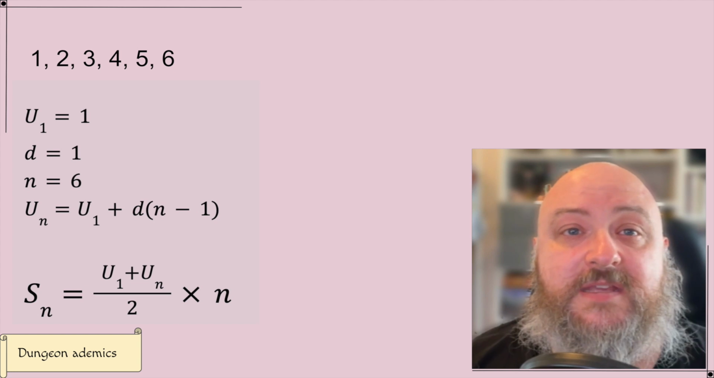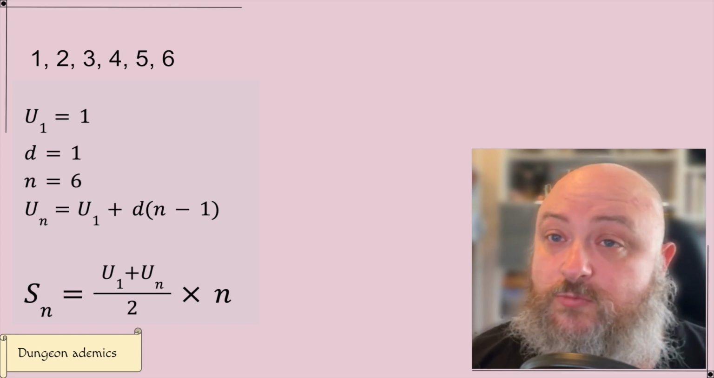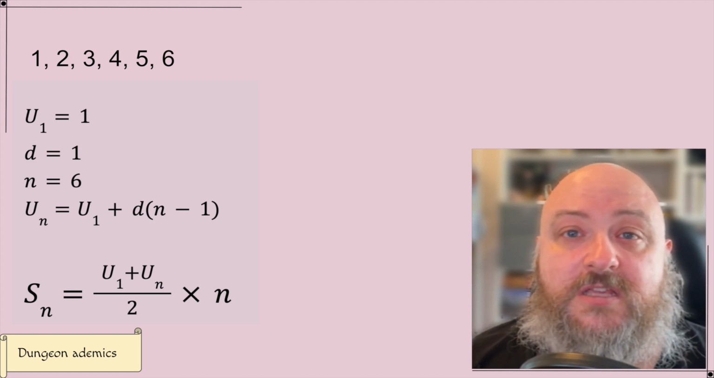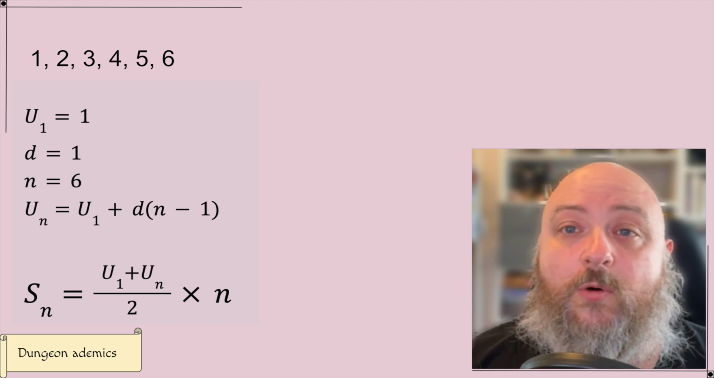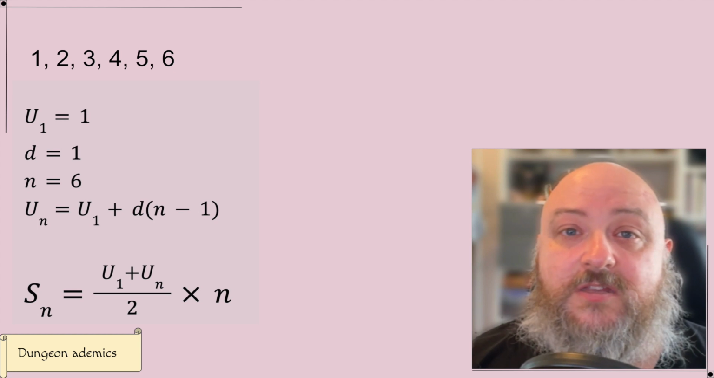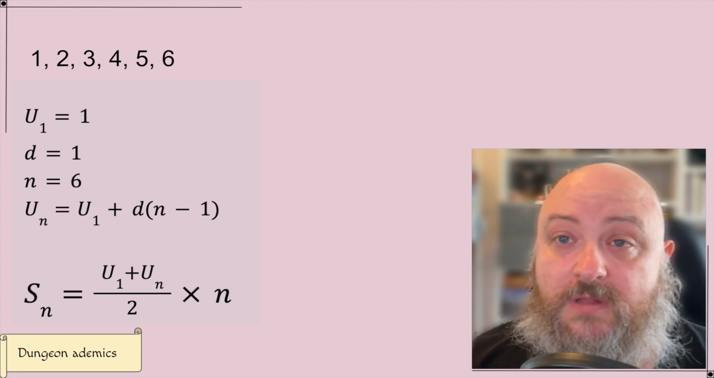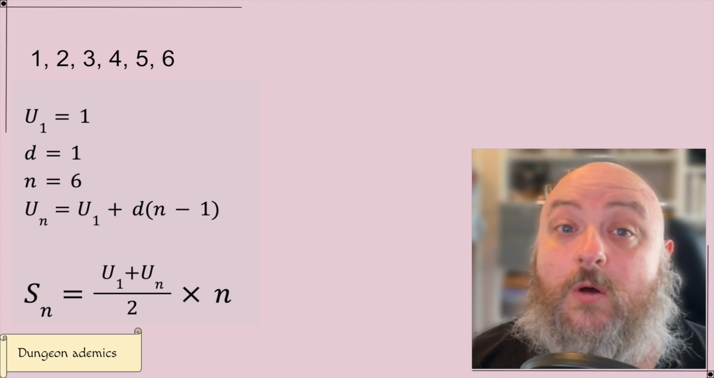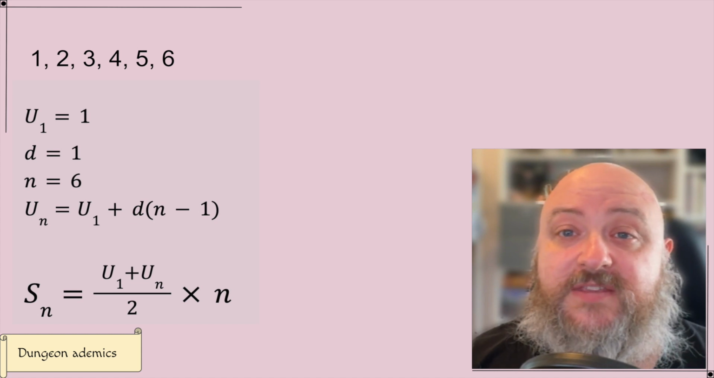An arithmetic sequence is a set of numbers where the same value is added or subtracted between terms. For example, the numbers on a dice form an arithmetic sequence: 1, 2, 3, 4, 5, 6. An arithmetic sequence is defined using the first term, called U1, in this case 1. The common difference between terms, called d, also 1, and the number of terms, n, in this case 6.